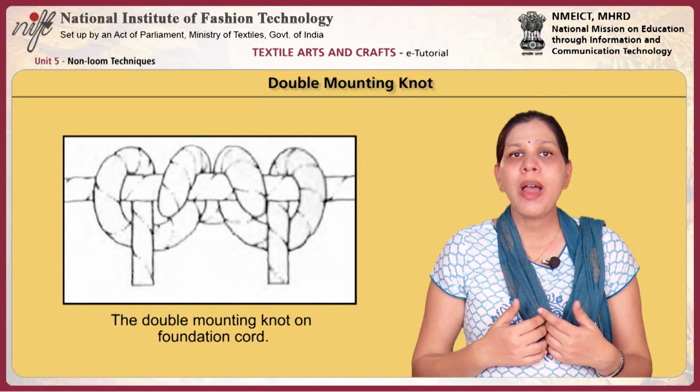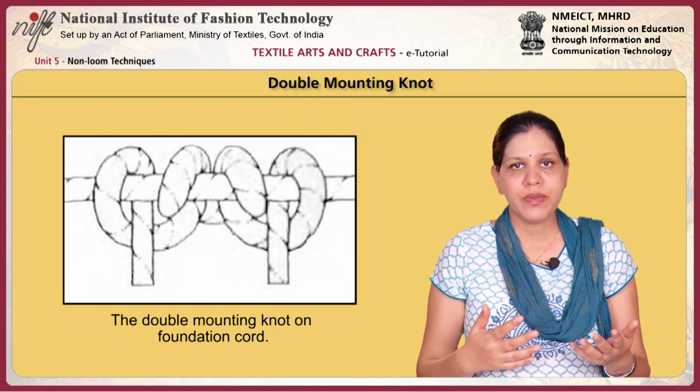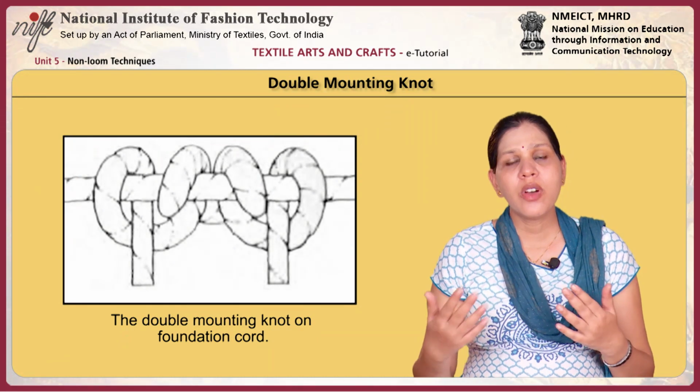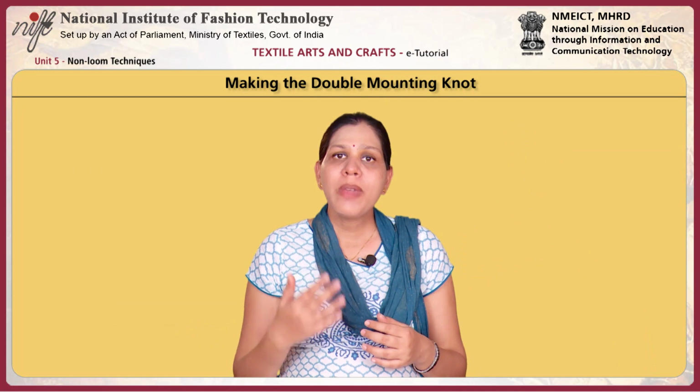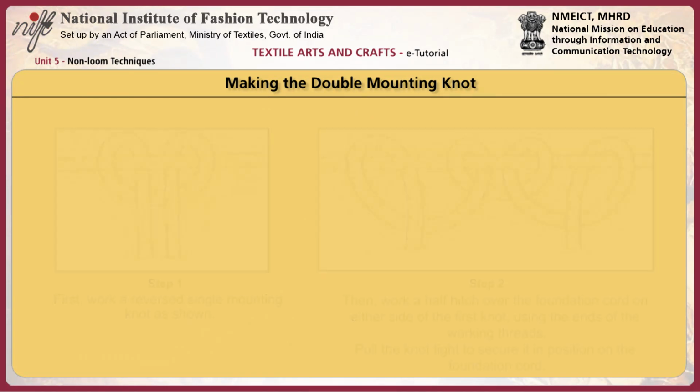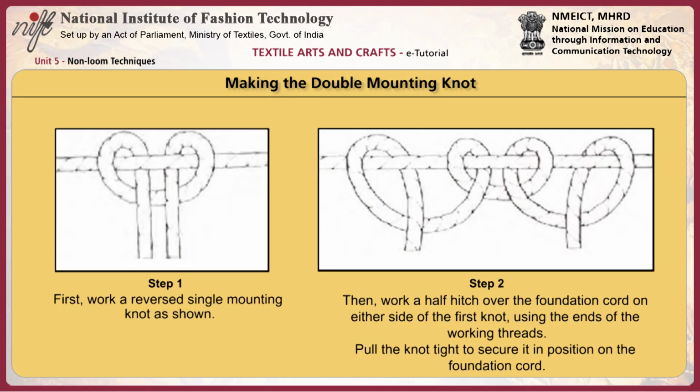A row of double mounting knots produces a wider piece of work with more space between the working threads. To make a double mounting knot, first work a reversed single mounting knot as shown in the image.